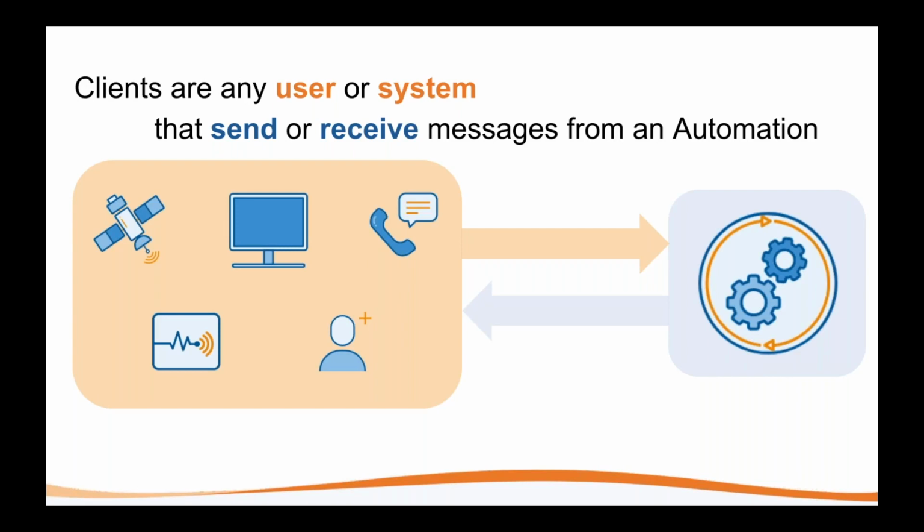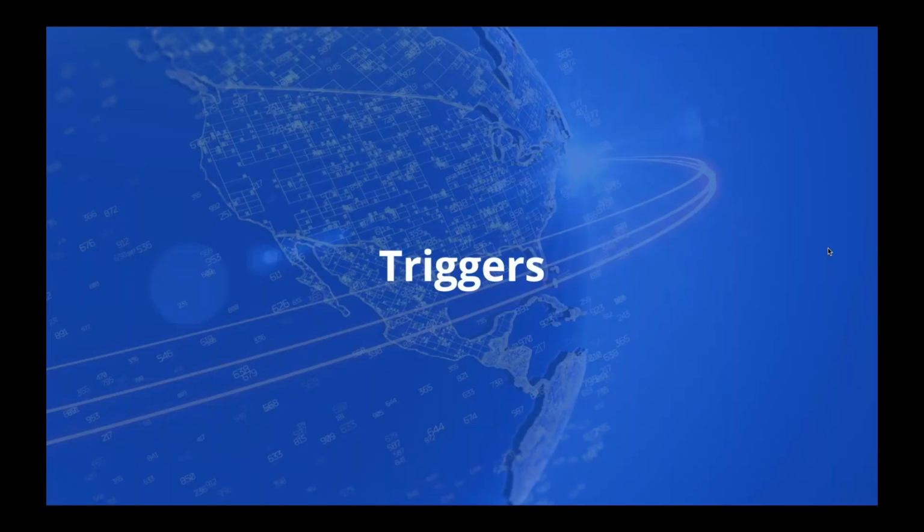Either way, automated workflows aren't random. They're always initiated by some event that we're interested in. And any outputs or messages can also be returned to a client, either the same one or a different one. And a trigger is what we use in an automation to receive messages about these events.